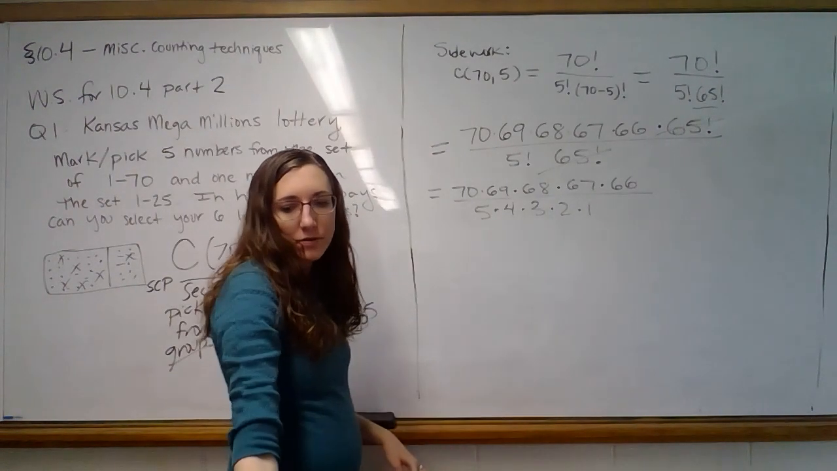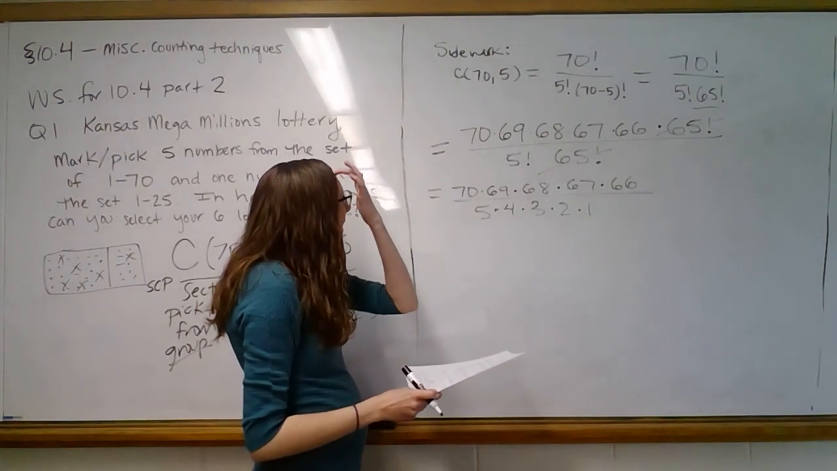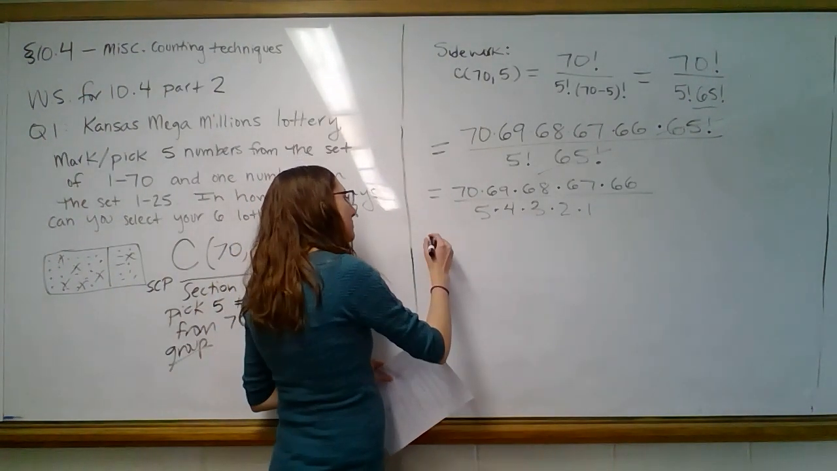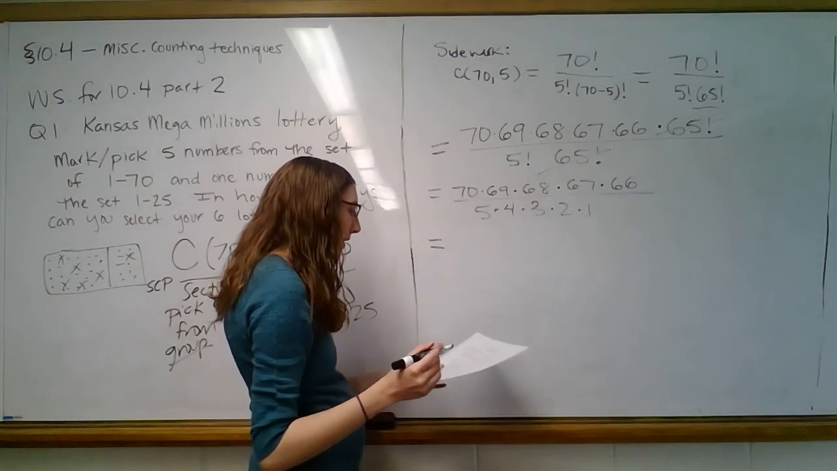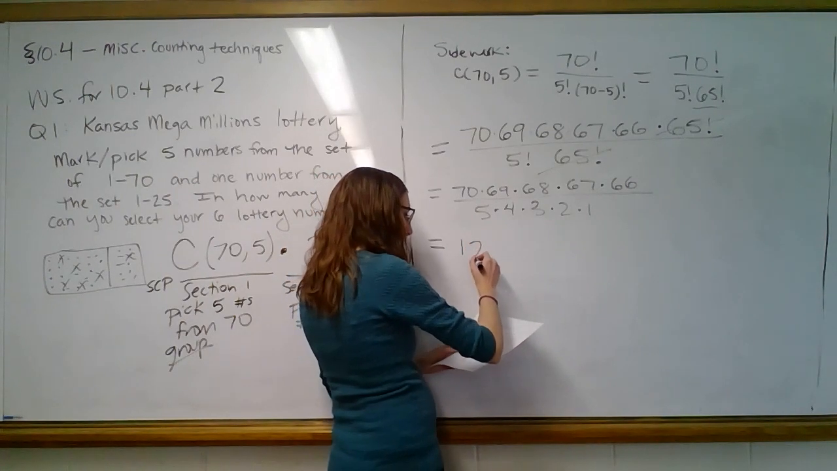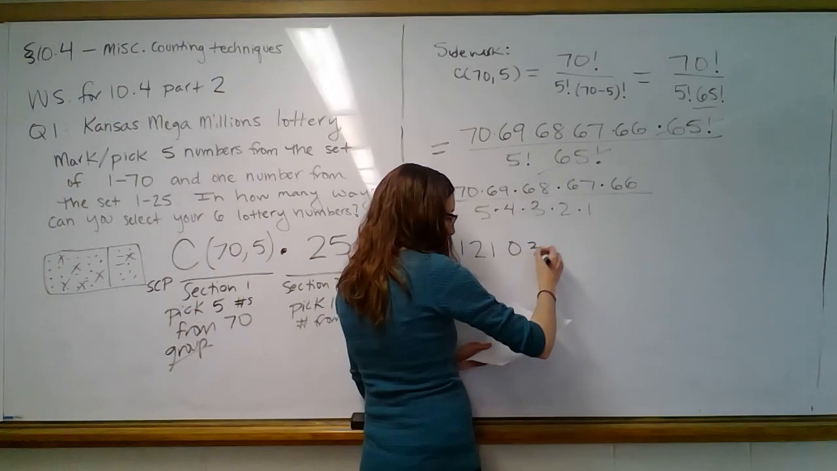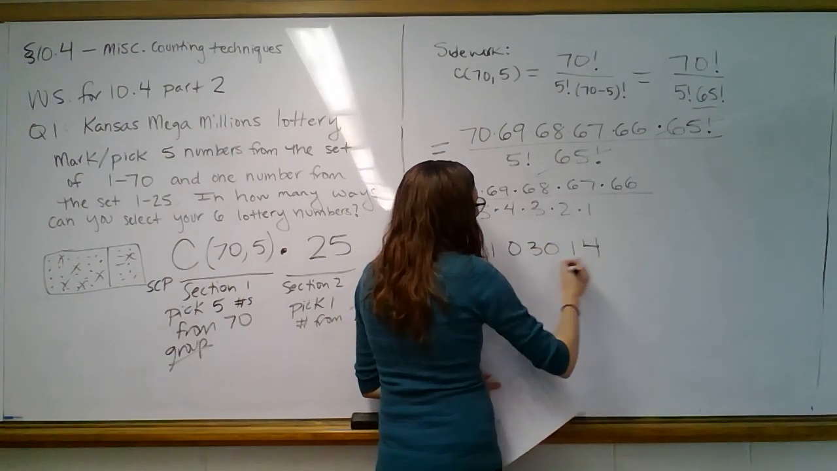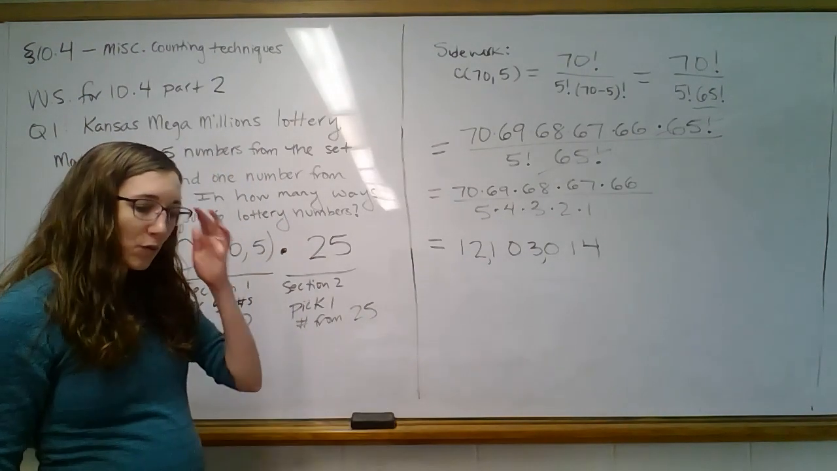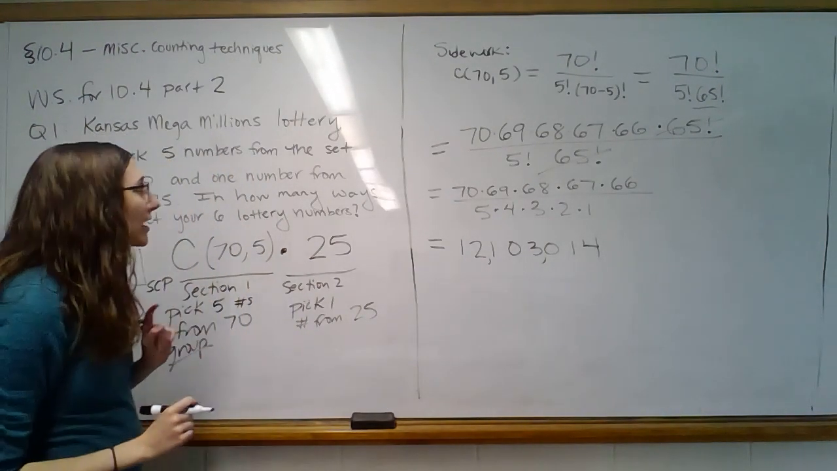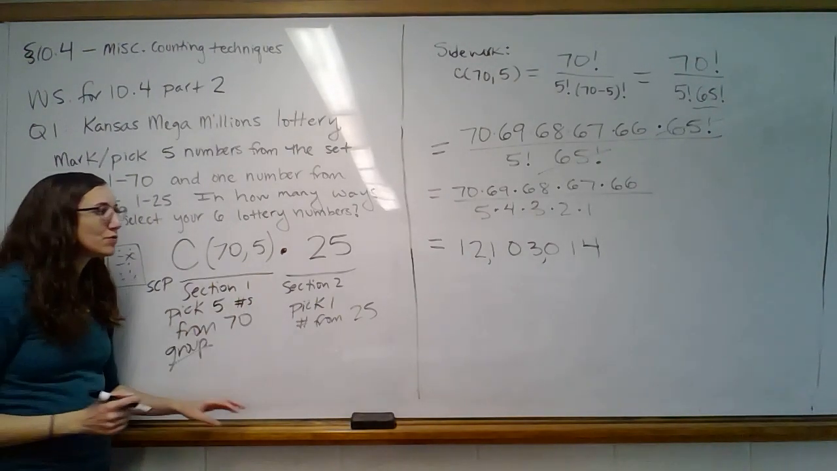So then if we multiply those and simplify it out, I went ahead and did it both. So I took the top and then divided it by 120, and you end up with 12,103,014. So remember, that's just the combination. We still have to come back and put it into sequential counting.